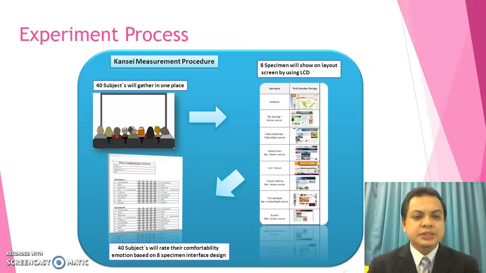The experiment process starts with the 40 subjects gathered in one place here, and then 8 specimens, actually this is 9 specimens, will be shown on the layout screen using LCDs, and then they will rate their emotions on the measurement checklist.